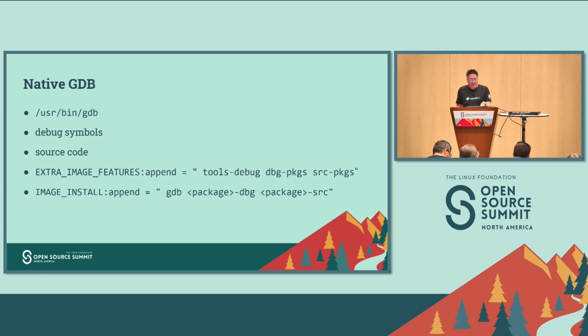So this is all easy to do in Yocto. You could do it globally as a feature and say, like, install all the packages with debug symbols and source code. Or you can be more granular and just install debug symbols for the package you want to debug and only install the source for the package you want to debug.